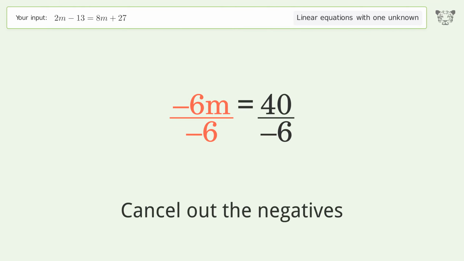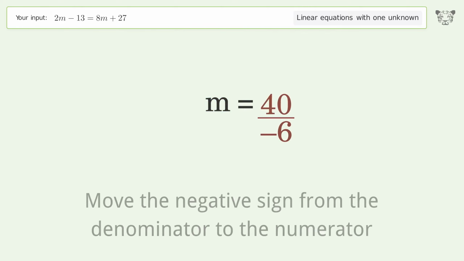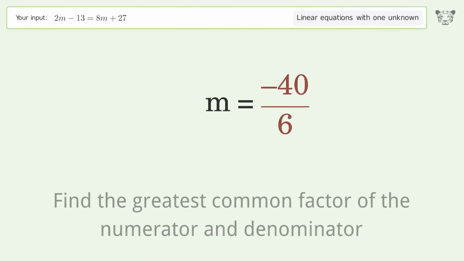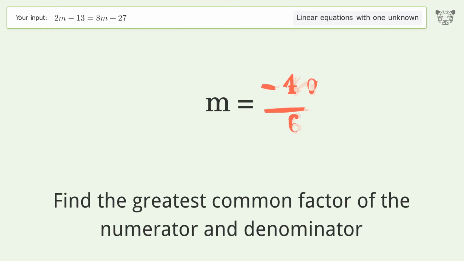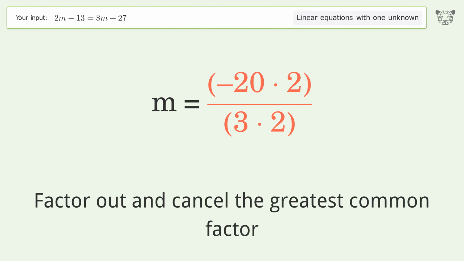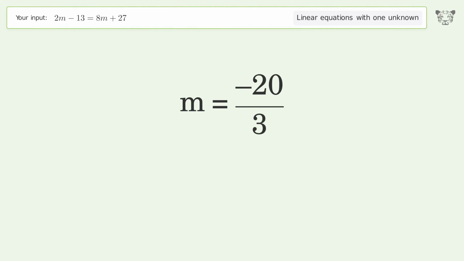Cancel out the negatives. Simplify the fraction. Move the negative sign from the denominator to the numerator. Find the greatest common factor of the numerator and denominator. Factor out and cancel the greatest common factor. And so the final result is m equals -20/3.